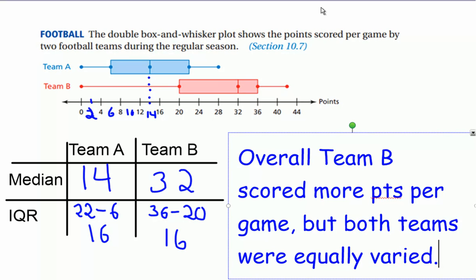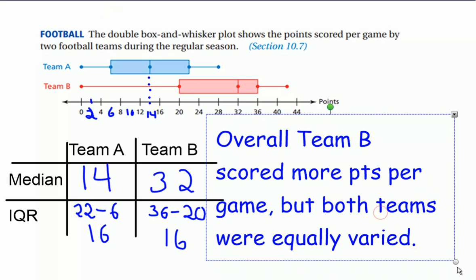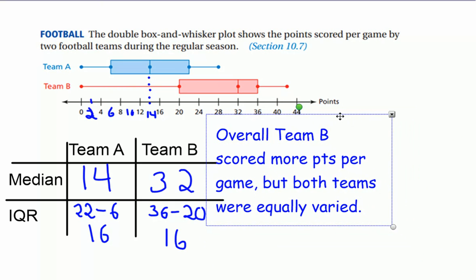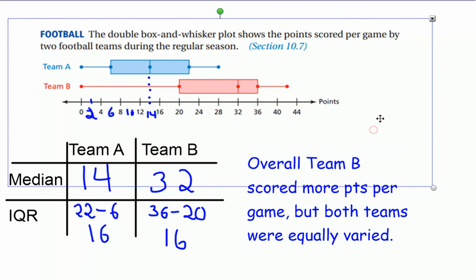Interesting. A lot of equally varied situations. So what does that mean? That means both teams are pretty consistent with the number of points that they're scoring. They're not typically scoring much lower or much higher than they usually do most of the time. But if you look at this one, it's kind of interesting because Team B has a much longer whisker here, which means they're a little inconsistent about a quarter of the time.